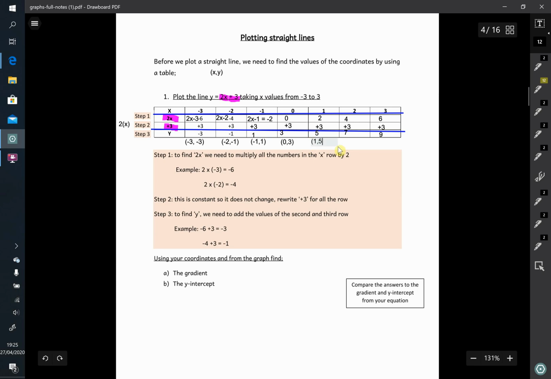1, 5. 2, 7. And the last one, 3, 9. All right, and then we'll plot the coordinates. I will upload the graph on the announcement, and you can have a look there.